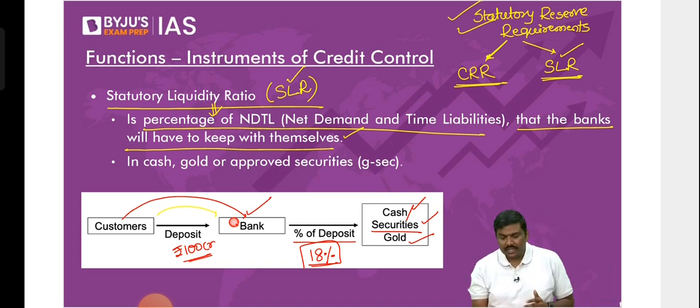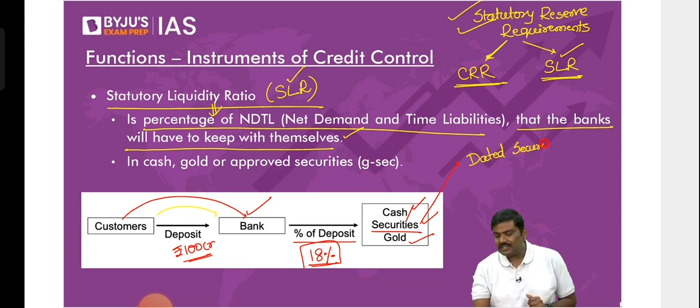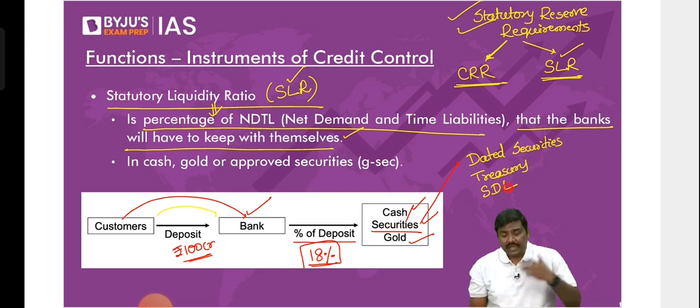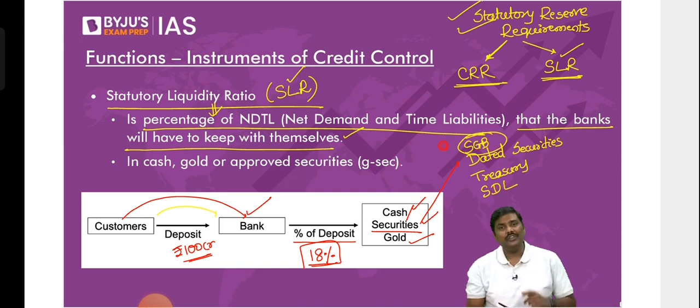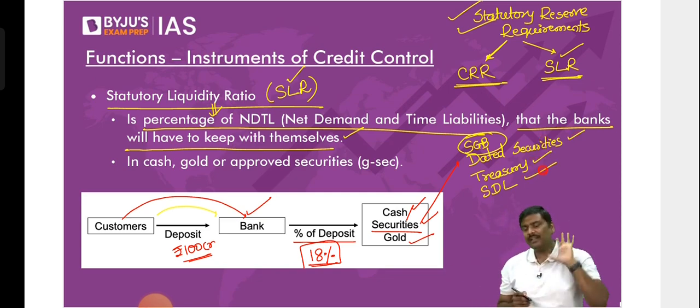What kind of government securities? You can keep it in the form of dated securities. You can purchase treasury bills. You can purchase state development loans. You can even purchase sovereign gold bonds. Don't worry about sovereign gold bonds, we'll discuss that when I take financial markets. But dated securities, treasury bills, state development loans, yesterday I discussed all the three. So please be very, very careful.